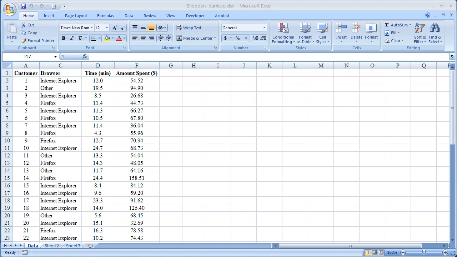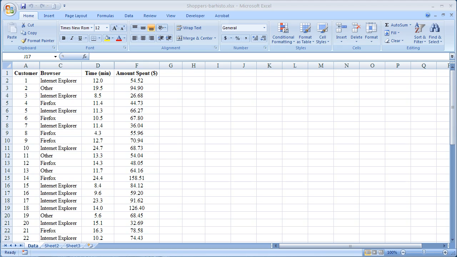forth. But now you can see, for this same shoppers worksheet that we had been playing around with for the last three tutorials, we have one more column of data, one more variable, that is the time spent online. So time in minutes and the amount spent in dollars. For example, customer number 3 spent 8.5 minutes online and spent $26.68.